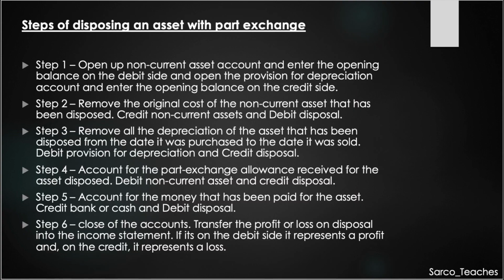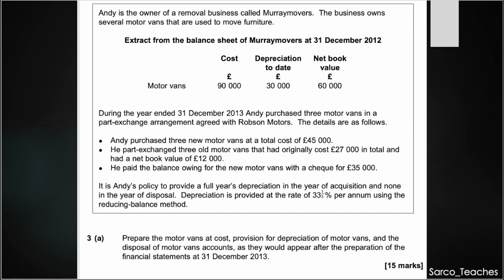Now on step 5, it says account for the money that has been paid for the asset. We do this by crediting bank and debiting disposal. We go back to our question. It says that he paid the balance owing for the new motor van with a check of 35,000. So we paid 35,000. So what we do is we credit the bank account.